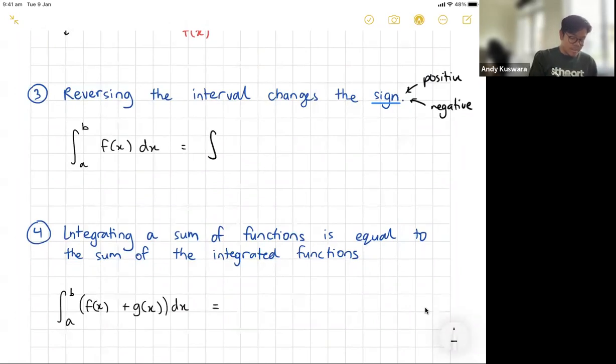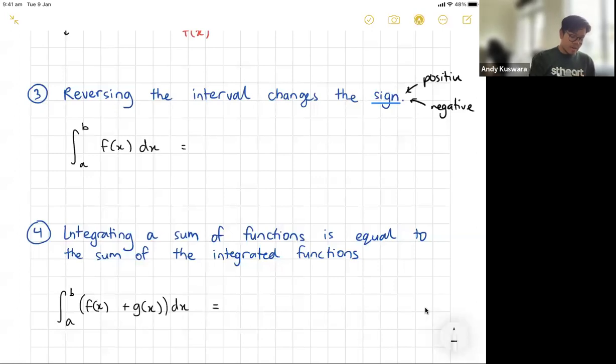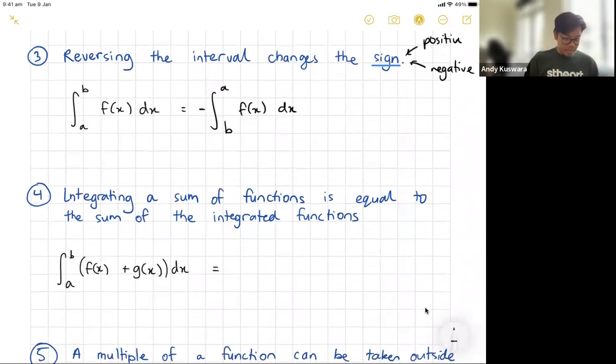So if I went like this, maybe, yeah, sure, let's write it like this. All right, if I change the interval, if I reverse the interval, instead of from b to a, I went from a to b. So I went the other way around for some reason. It'll just be the negative version of whatever it was previously. Okay, so reversing the interval changes the sign. Hopefully you remember that. Hopefully that is something that comes up in your HSC this year.